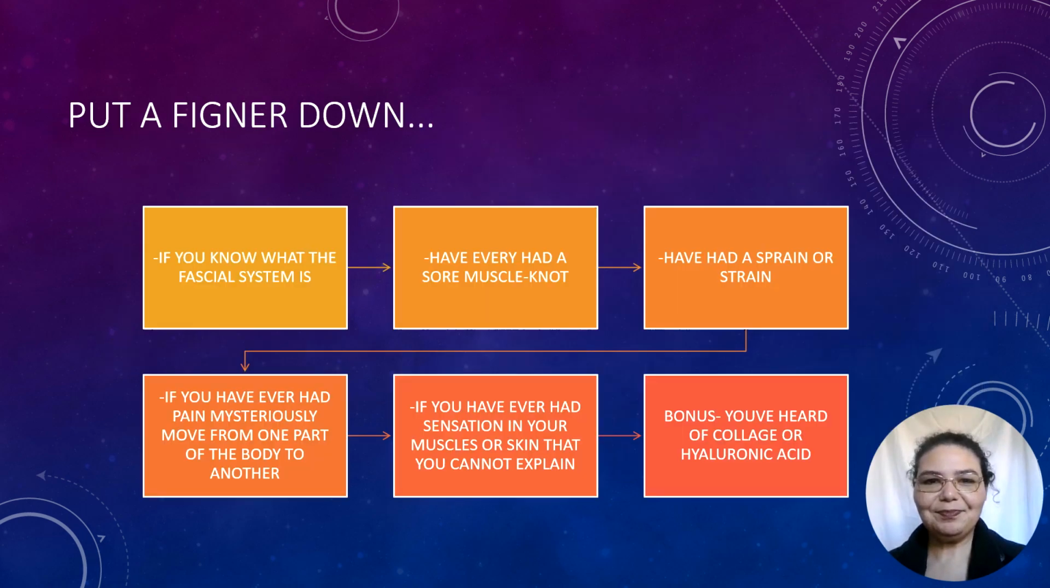It's very interesting. Okay, so put a finger down. This is what we went through in class. Put a finger down if you know what the fascial system is, if you've ever had a sore muscle or a knot in your muscle, if you've had a sprain or strain, if you've had pain mysteriously move from one part of the body to another, which happens all the time during treatment, if you've ever had sensations in your muscle or skin that you cannot explain, or if you've ever heard of collagen or hyaluronic acid. One piece of feedback I got about this exercise is that everybody left a finger up when we talked about the fascial system, and that would have been a good time to discuss what it was.